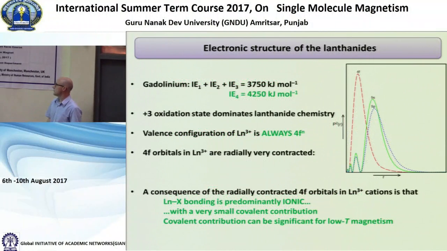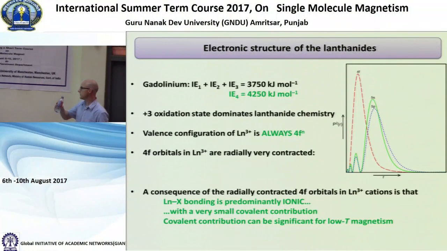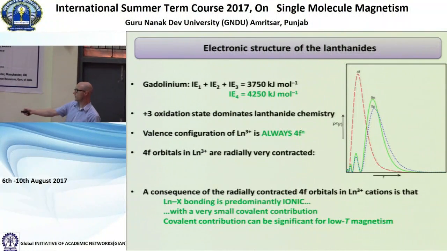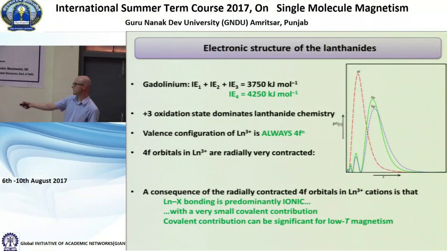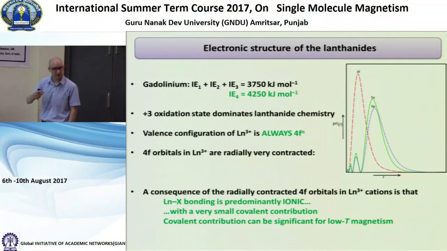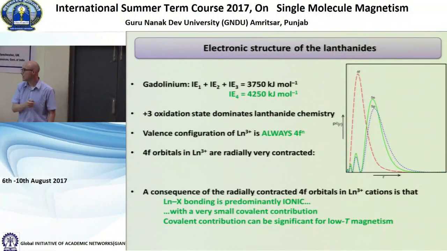Okay, to give you some numbers to support that argument, which was presented in a very general sense, we'll look at one example. We'll take gadolinium. Here we have some numbers for ionization energy 1, 2, 3. You can see for gadolinium, the sum of the first three ionization energies is 3,750 kilojoules per mole.